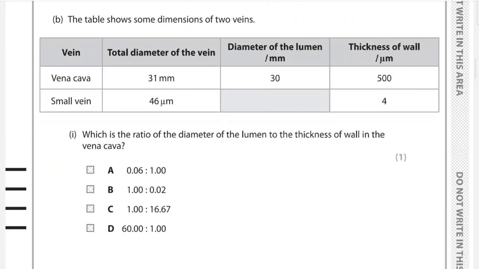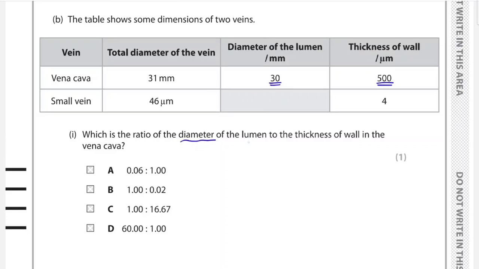The table shows some dimensions of 2 veins, the vena cava and a small vein. What is the ratio of the diameter of the lumen to the thickness of wall in the vena cava? The diameter of the lumen is 30 millimeters and the thickness of wall is 500, but note the differences in units. This is in millimeters and this is in micrometers. So I have to convert one of them to the other in order to have an accurate ratio.